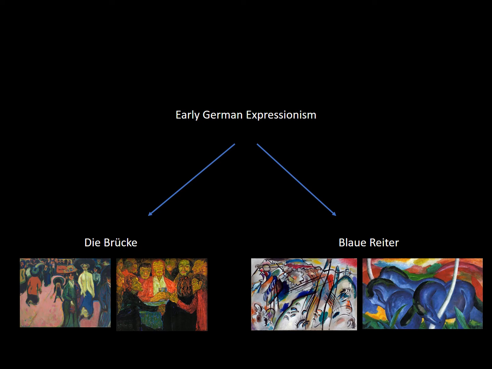So first we're going to look at these two different groups of early German Expressionism, beginning with Die Brücke, and then we'll look at German Expressionism after the war, and then some other groups with some Austrian artists as well.